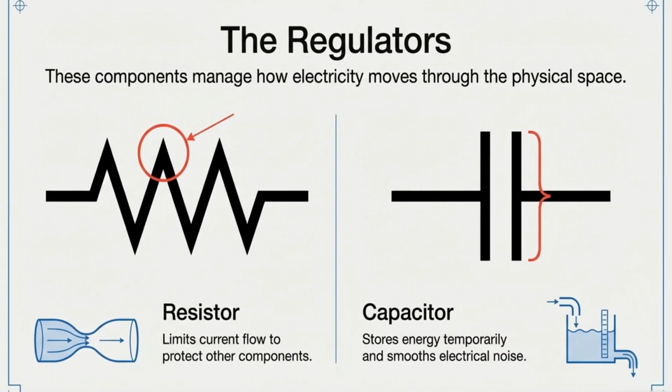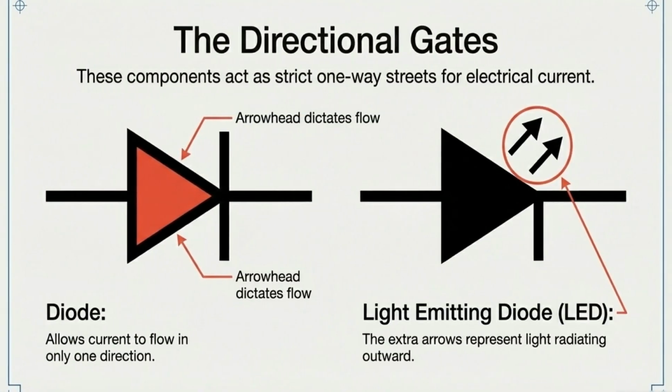The regulators manage how electricity moves. The resistor limits current flow to protect other components. The capacitor stores energy temporarily and smooths electrical noise. The directional gates act as strict one-way streets for electrical current.